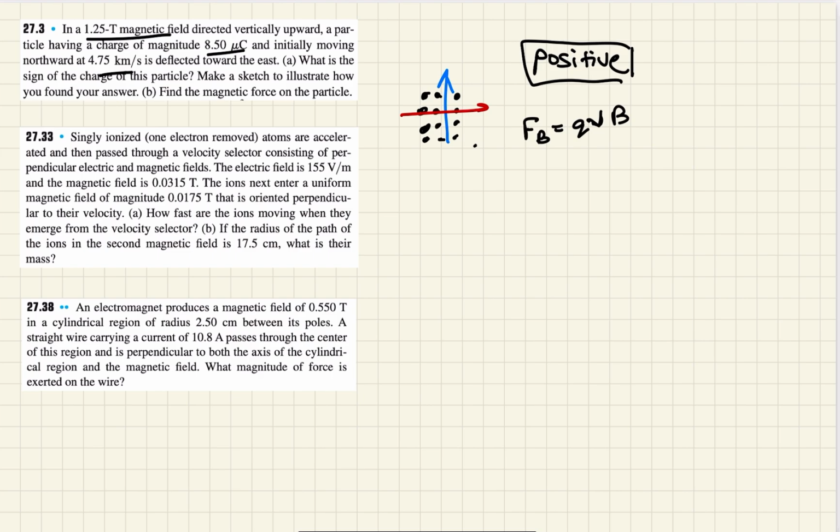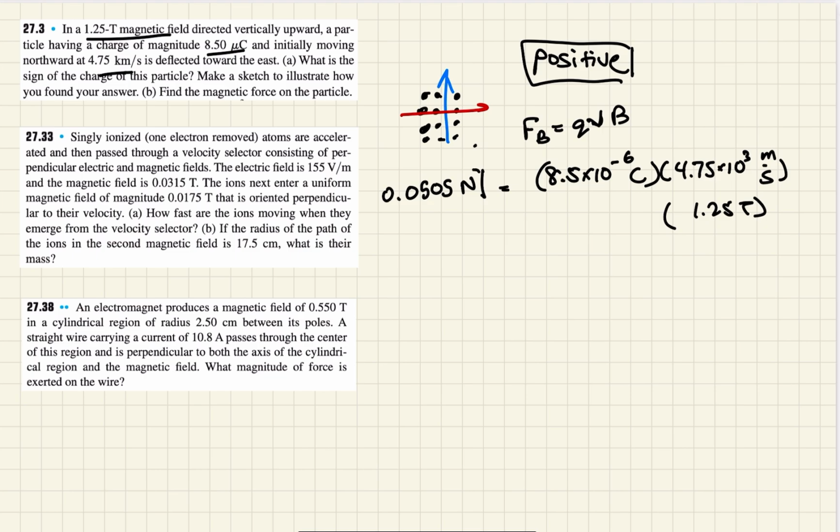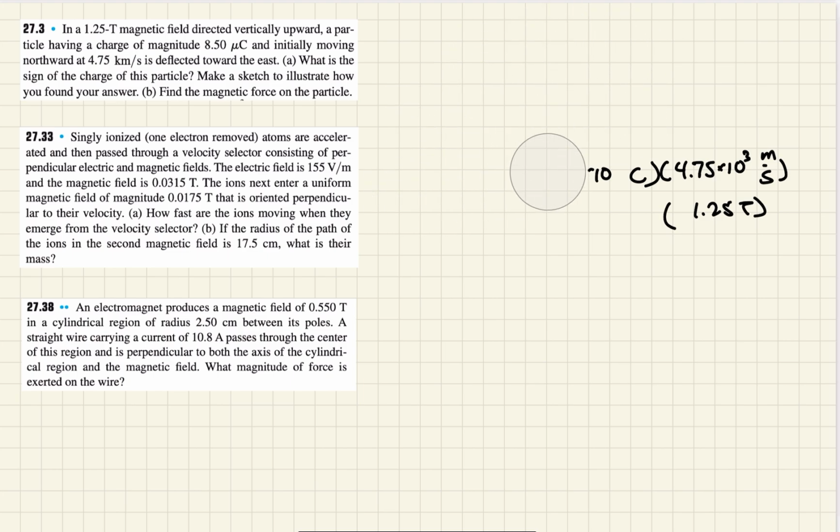So you just plug in your values. This is 8.5 microcoulombs, so 8.5 times 10 to the negative 6 coulombs. Velocity is 4.75 kilometers per second, so times 10 to the power of 3 meters per second. And B is 1.25 Teslas. So you multiply all those together, and you're going to get 0.0505 newtons, approximately, as your magnetic force. So yeah, that's that problem. Relatively simple problem.